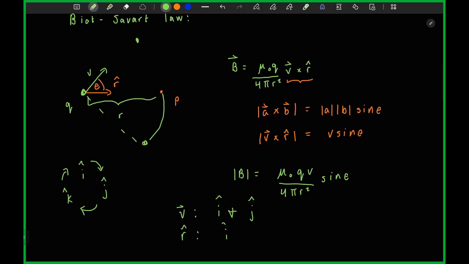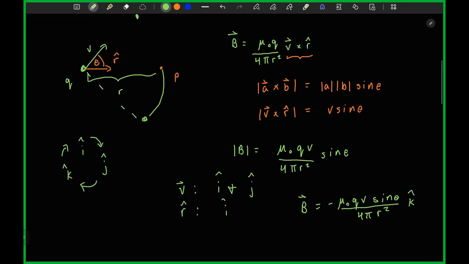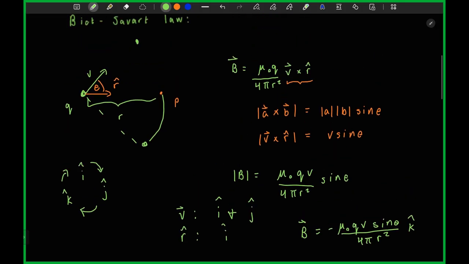So our result is that in this particular case, our magnetic field is B equals mu naught QV sine theta over 4 pi r squared times negative k hat. Now, this was all the lead up. What we now want to do is transition to looking at the magnetic field of a current carrying wire.